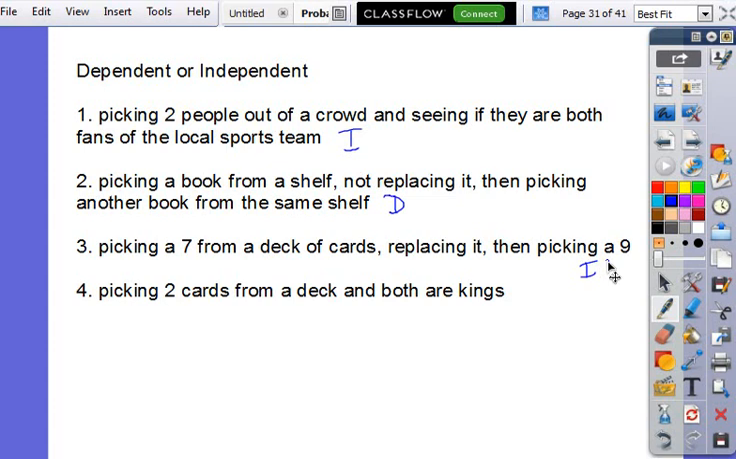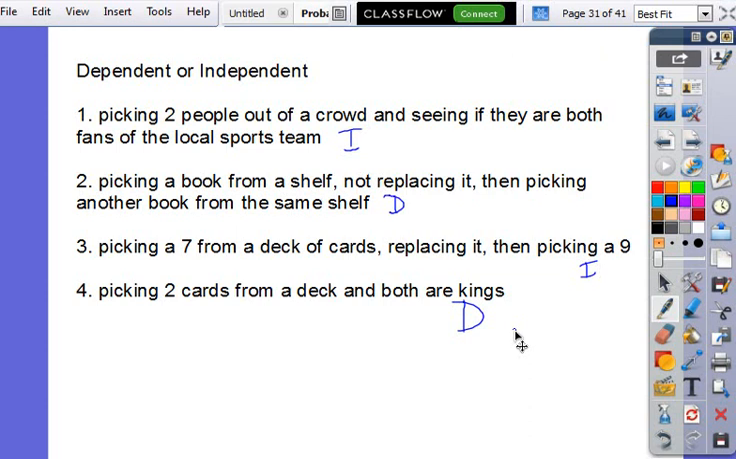Picking 2 cards from a deck and both are kings. That one is dependent. Why? Because when I pick the first one and then pick the second one behind it, did I replace it? This one didn't say not replacing, but you've got to understand that it's not replacing. So I didn't replace it when I picked the second one. So when I pick 2 in a row like that, that's not replacing. Not replacing means dependent.